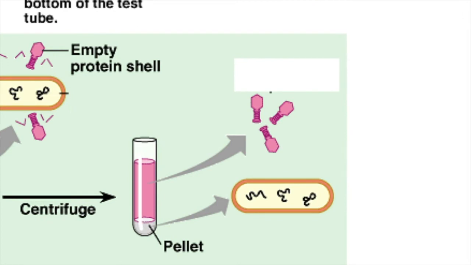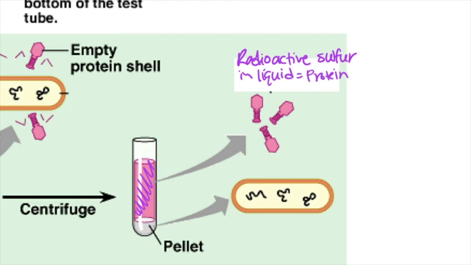In the liquid, so right up here, they found radioactive sulfur. Sulfur in liquid equals protein. So that means that the protein is in the liquid. And so therefore, that means that protein was not injected into the bacterial cells. So therefore, the protein was not the genetic molecule used by these bacteriophages.